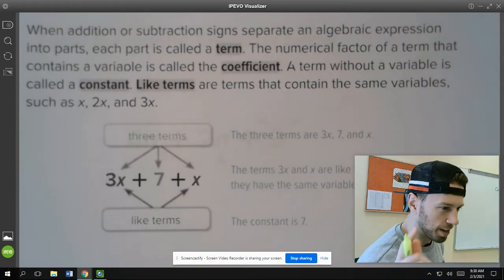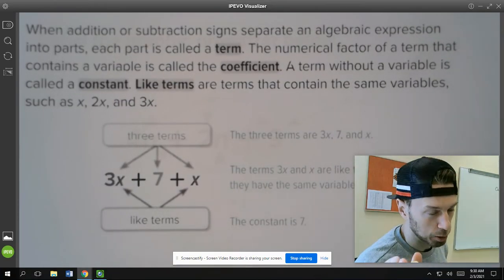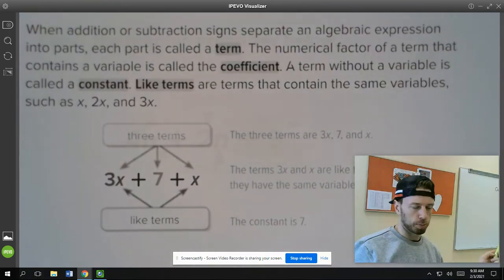Next up, in the world of expressions, we've got equivalent expressions.